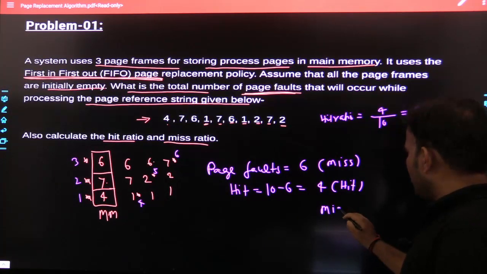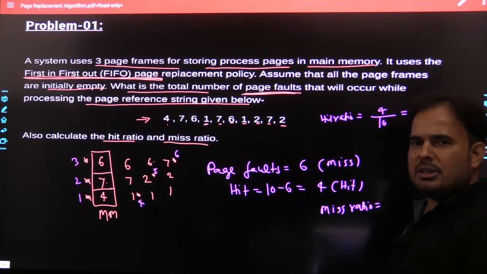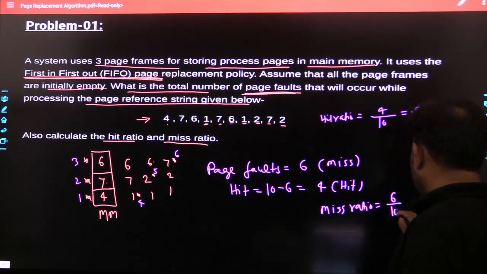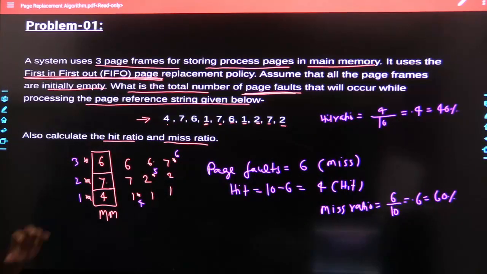Okay, miss ratio is what, my dear friends? How many times does a miss occur? How many page faults are you getting? 6. Out of 10 means 0.6, which is nothing but 60%. I hope you understand this question carefully. Okay, so please note it down.